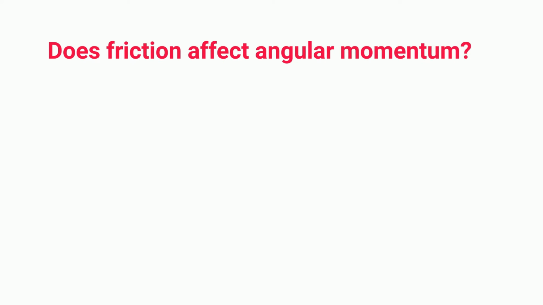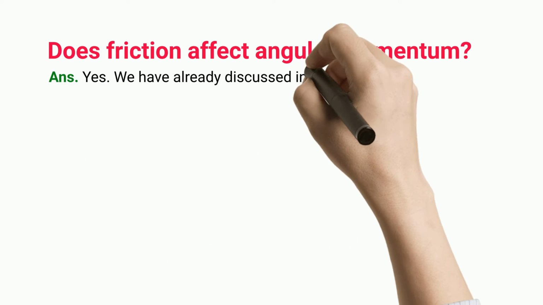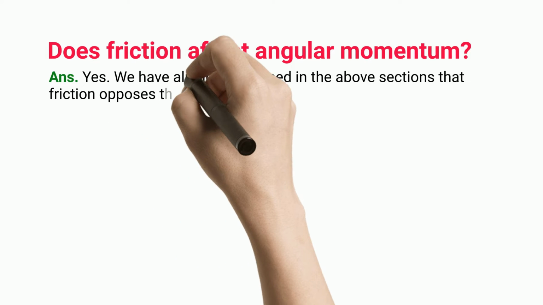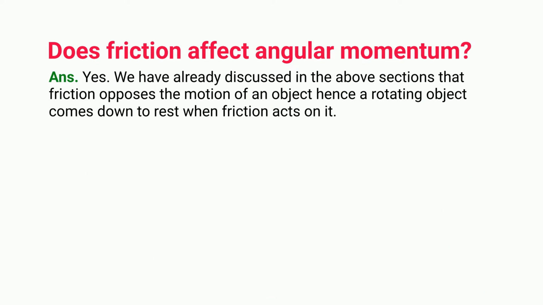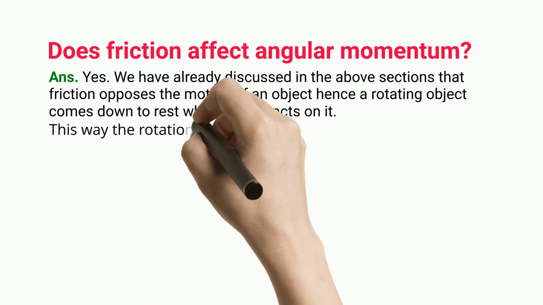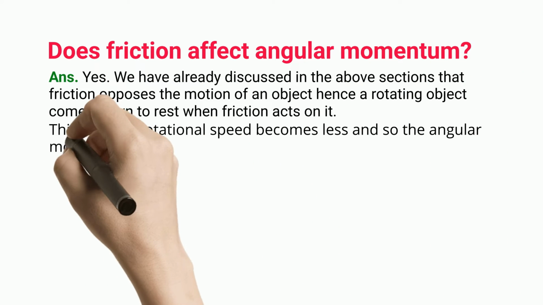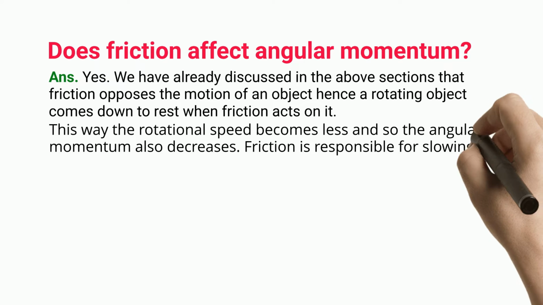Does friction affect angular momentum? Yes. We have already discussed in the above sections that friction opposes the motion of an object, hence a rotating object comes down to rest when friction acts on it. This way the rotational speed becomes less, and so the angular momentum also decreases.